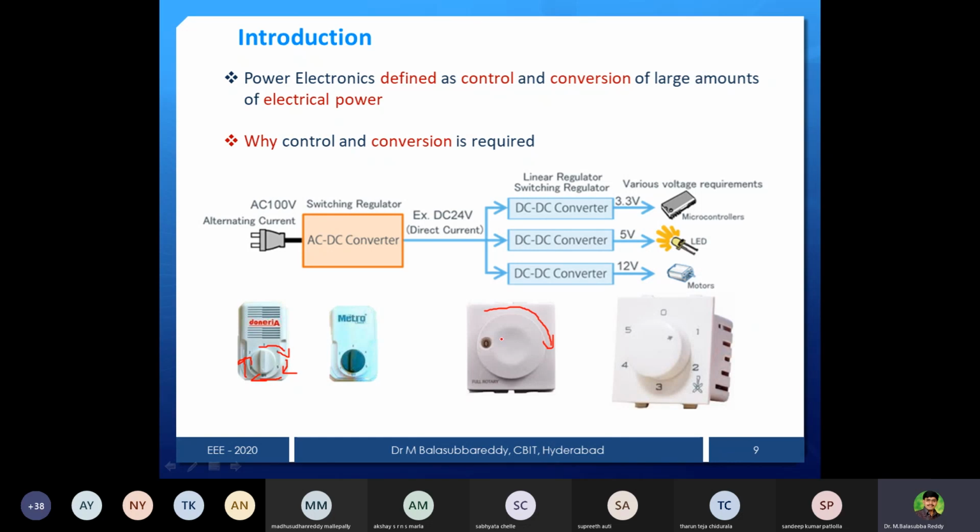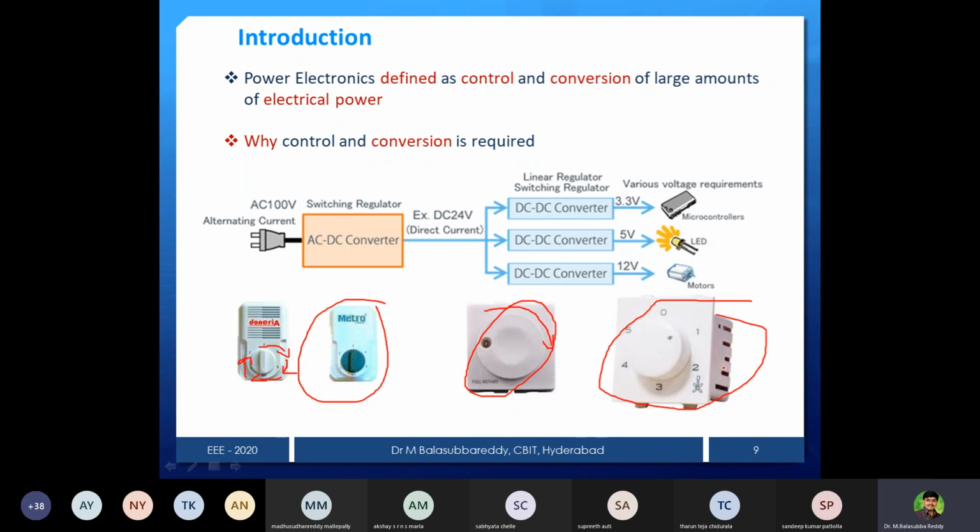And if you open this, there is an AC voltage controller. In olden days, if you opened the regulator, there were only resistors, not the small lab resistors but power resistors, some round shaped and thick. So if you open it, you can see those resistors.